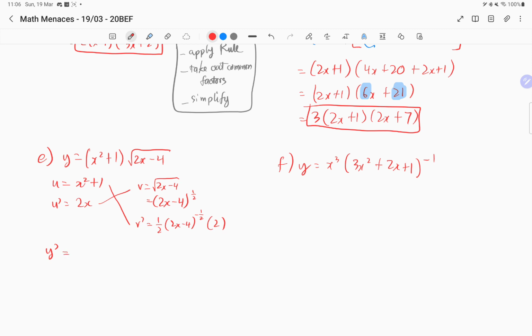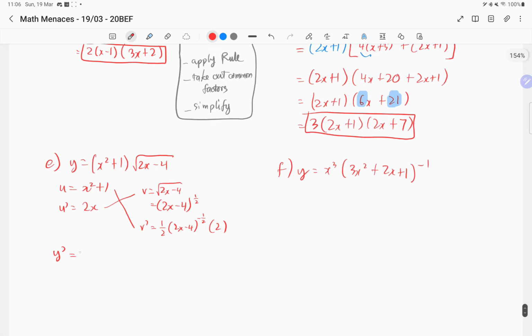Be very careful with E, right? The algebra is quite tricky. Take your time.